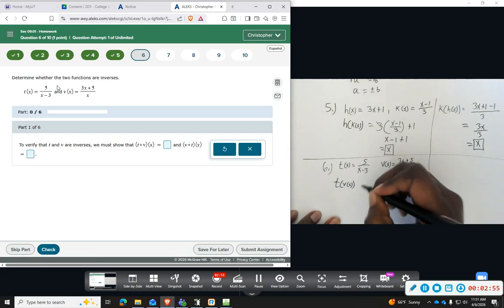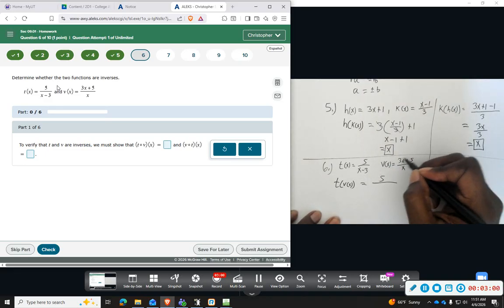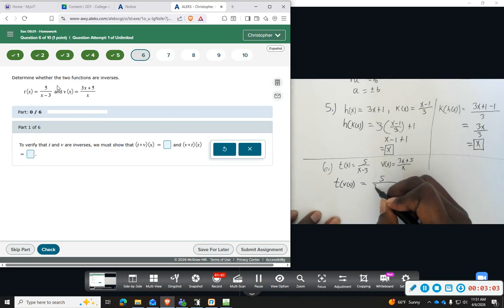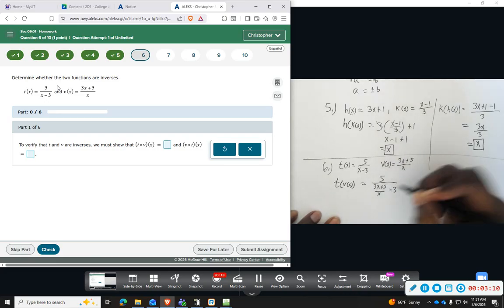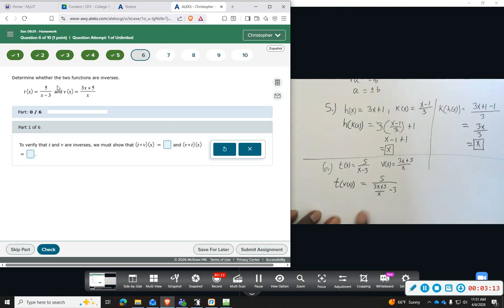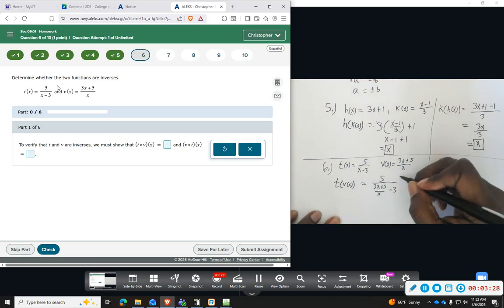I'm going to take this t equation. In the place of x, I'm going to replace 3x plus 5 divided by x, and then the minus 3. So this is what we get. Now this looks messy. We have a fraction in the bottom of this. The way that we get rid of that is look at the common denominator. The numerator doesn't have one, it's just 1. The denominator is x. So I'm going to multiply through top and bottom by x.